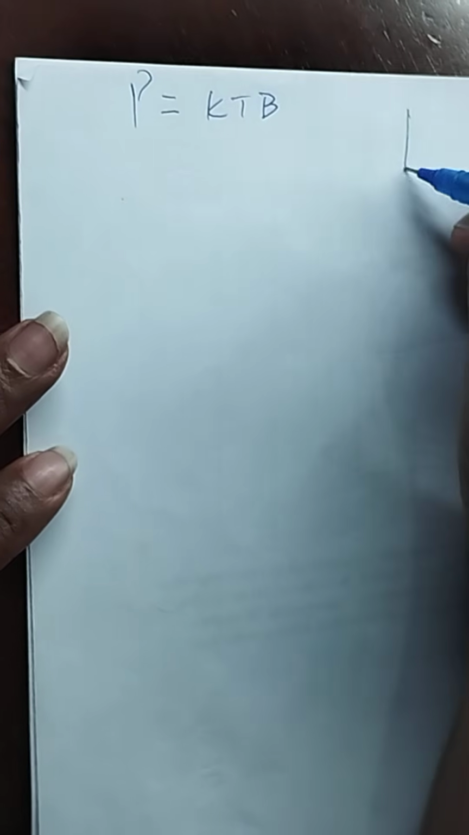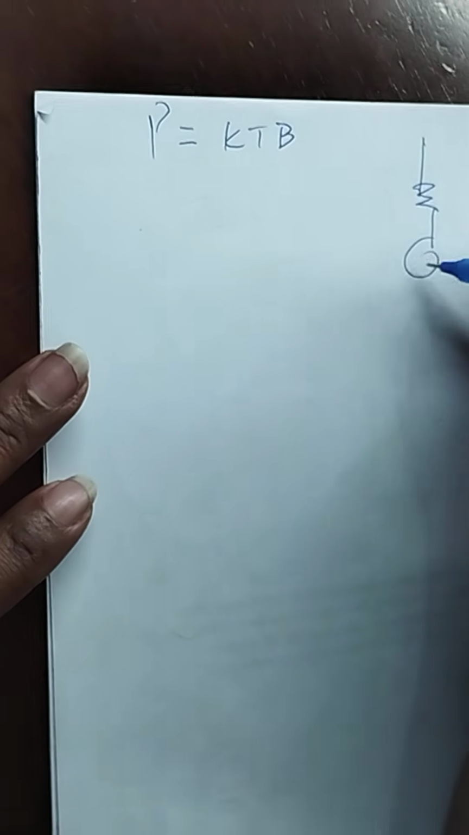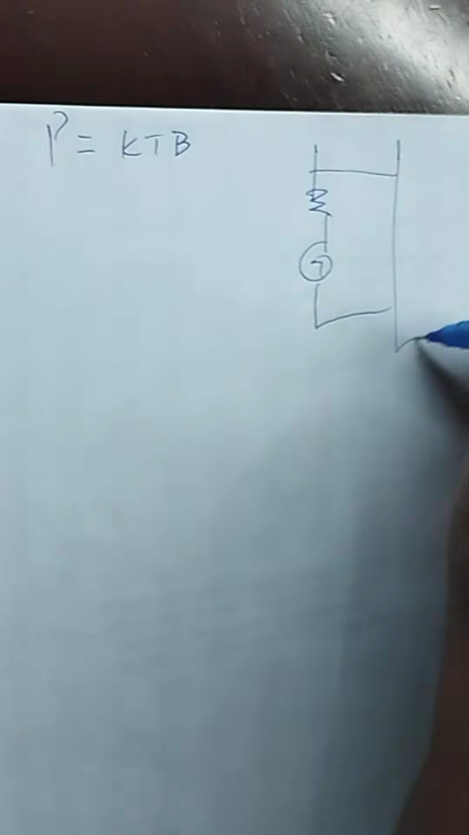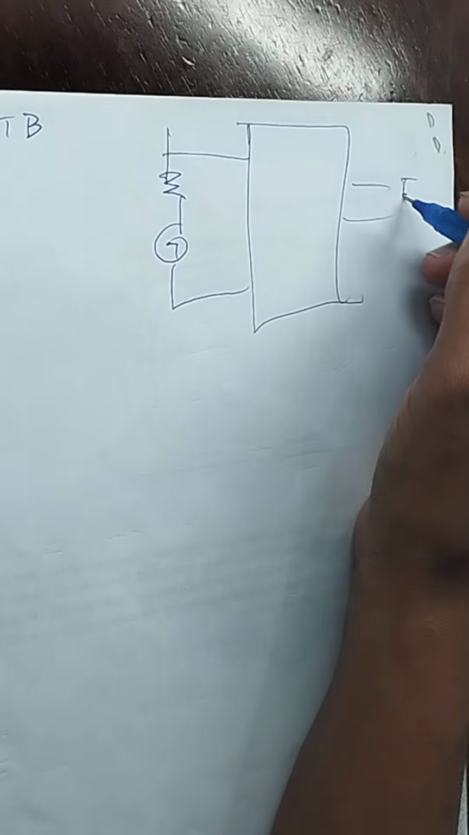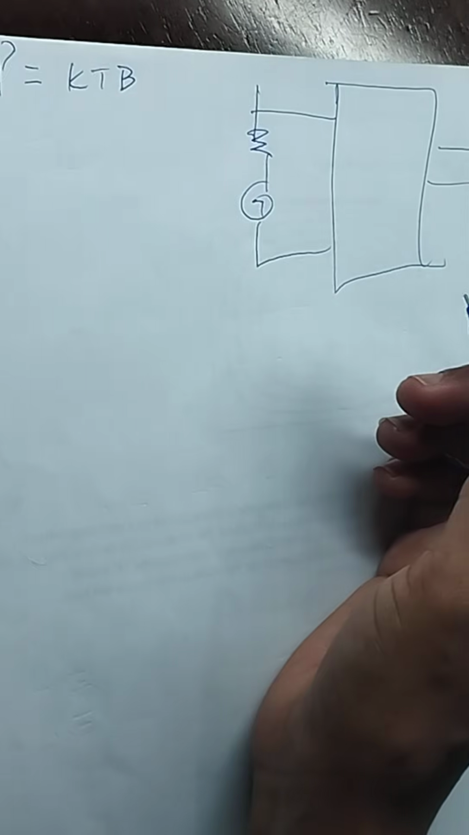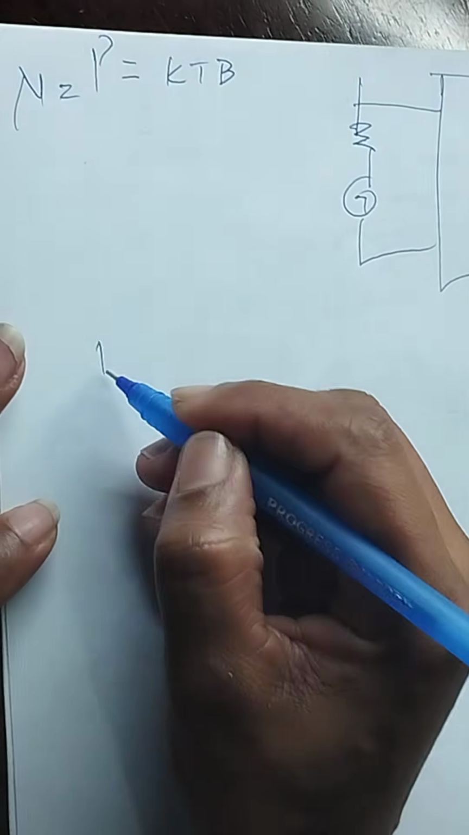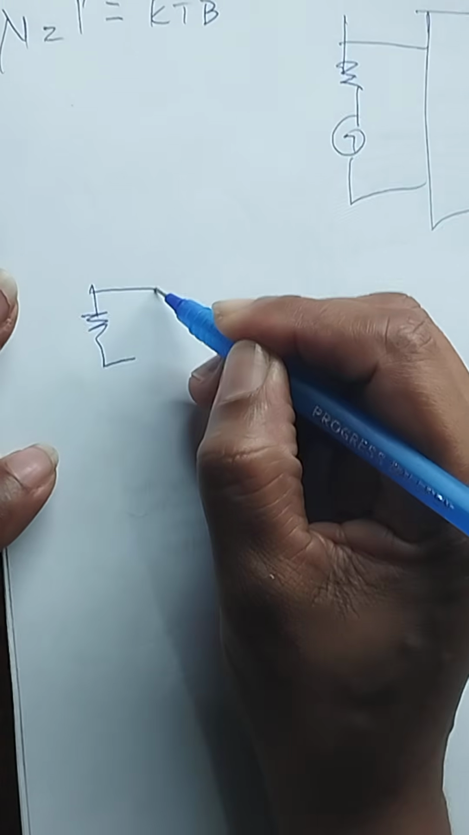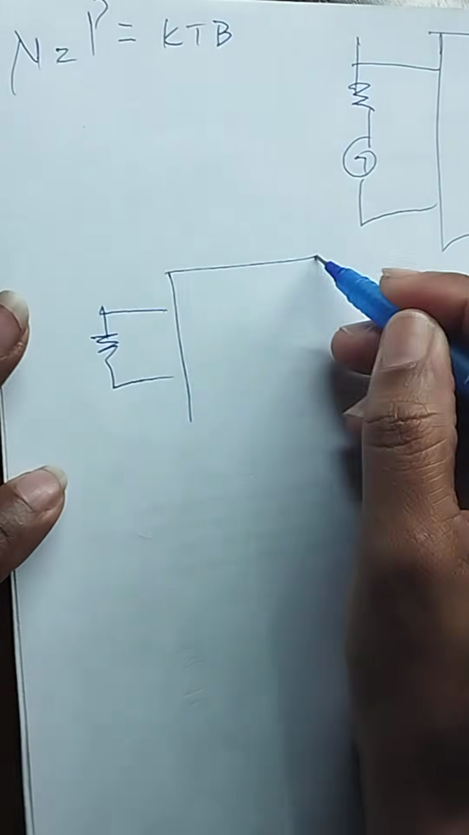So we said that P was equal to kTB. This was for a normal noisy resistor here. Now if you have this replaced by a noise amplifier, note that this can be N as well. If you have this replaced by this, it goes like this.